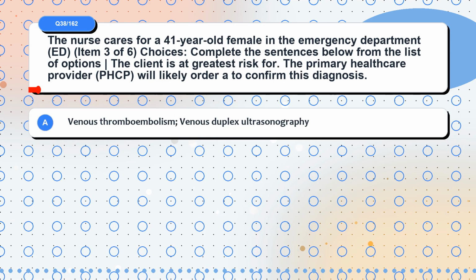Question 38. The nurse cares for a 41-year-old female in the emergency department. ED item 3 of 6 choices. Complete the sentences below from the list of options. The client is at greatest risk for blank. The primary healthcare provider (PHCP) will likely order a blank to confirm this diagnosis. Here are the options. Option A: venous thromboembolism, venous duplex ultrasonography.